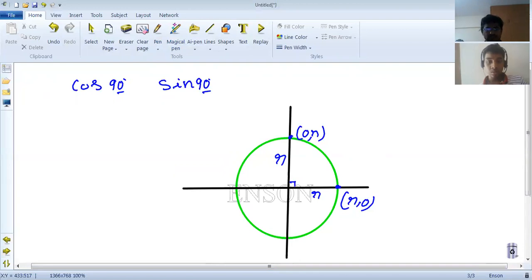Now we need to find cos 90 and sin 90. So sin 90 is nothing but, what is the formula? Like sin x, the y coordinate value to the radius. So what is the y coordinate value here?